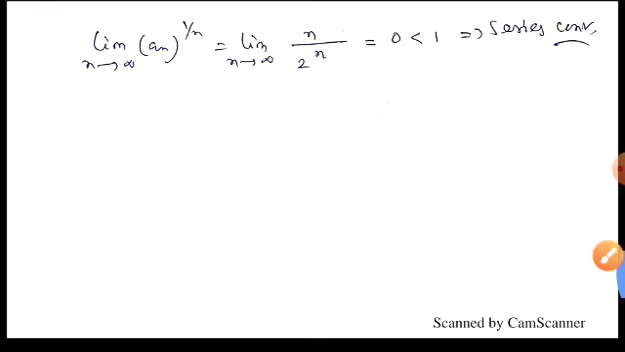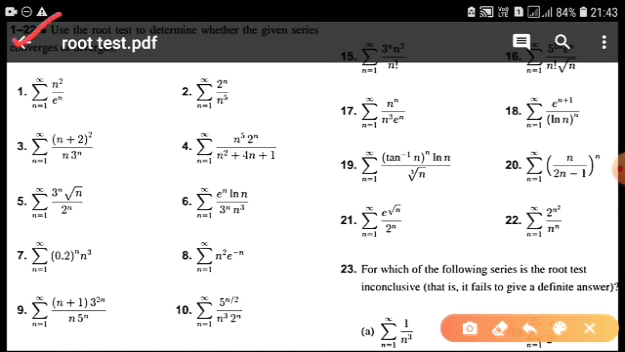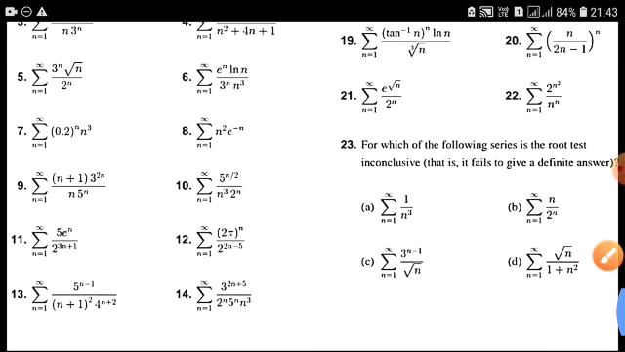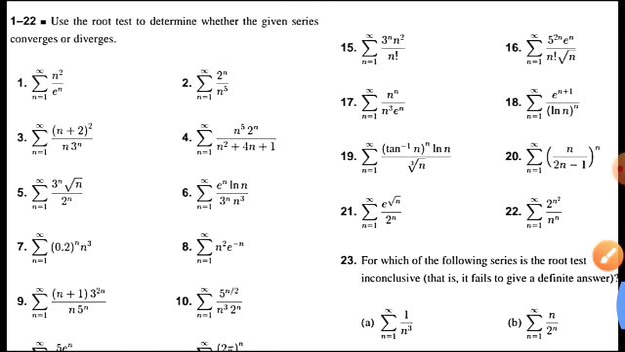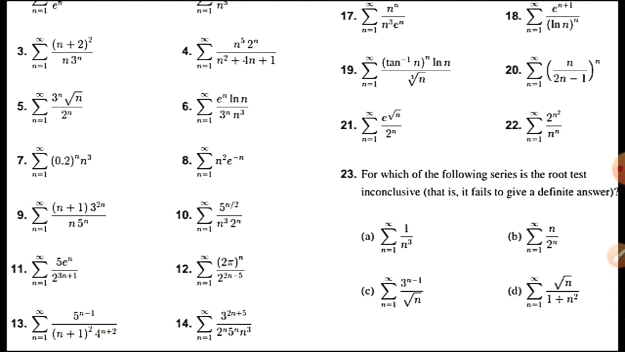Thus I have listed here a number of questions, from 1 to 22. You can use the root test to check whether the series is convergent or divergent. So I expect that you will try these questions in your copy, and if there is any problem regarding these questions, then let me know in the comment section and I will give you the solution.